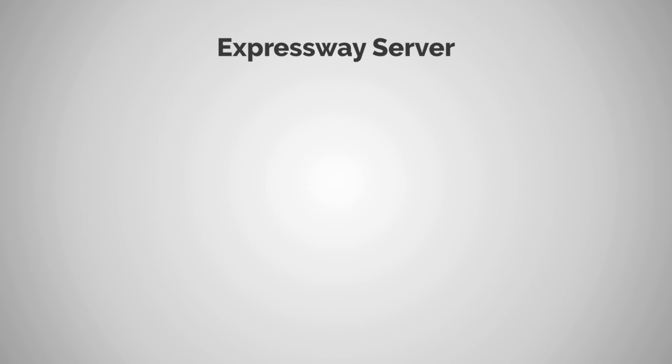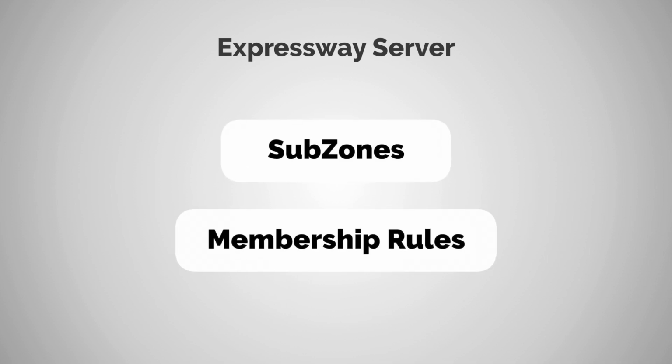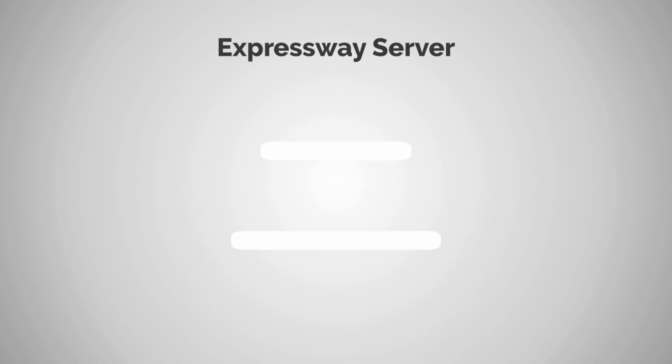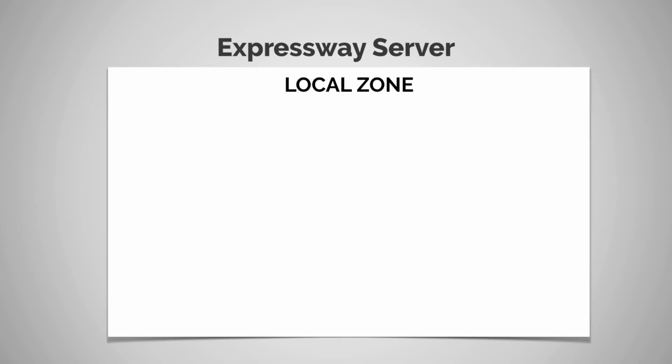Today we're going to be talking about subzones and membership rules on the Expressway. Now, to understand subzones, you have to understand the logical architecture that is programmed into the Expressway servers. And the first logical component that you need to understand is the local zone. Now, the way you should think about it, the local zone is your Expressway and the Expressway is your local zone. They are one and the same, okay?